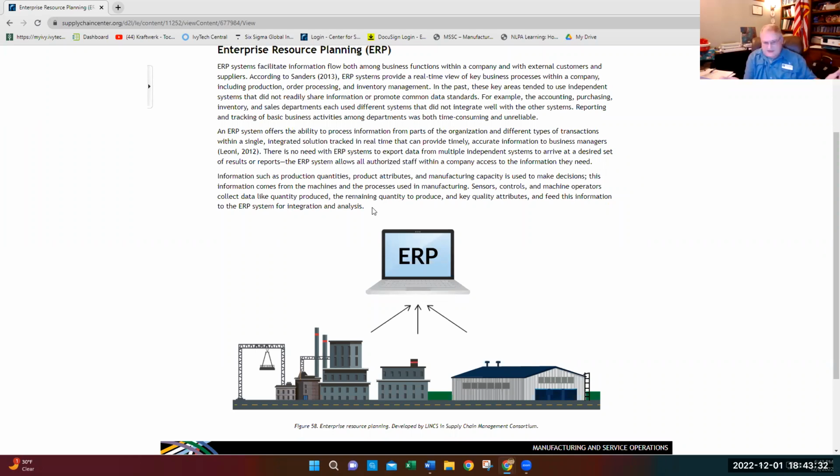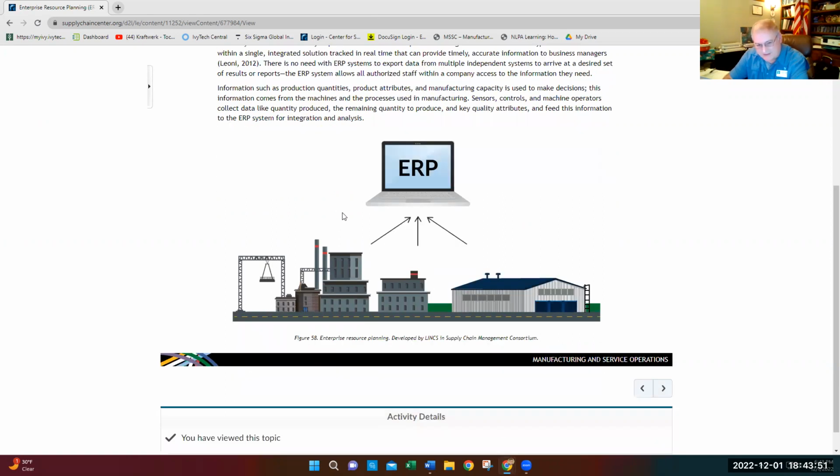But all that stuff gets fed into this enterprise resource planning. And so I can make decisions as the operations manager on what phase or what next step I want to do. And the customer service people can access it, the sales people, the maintenance people, everybody can see what's happening in the process.